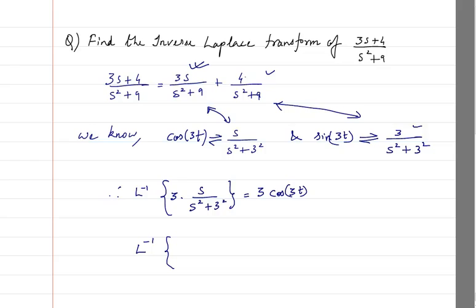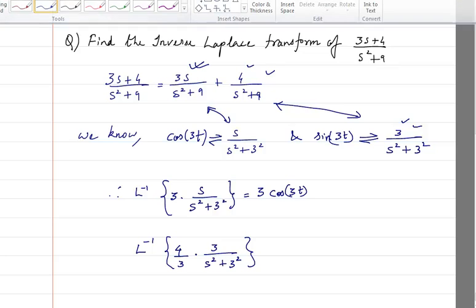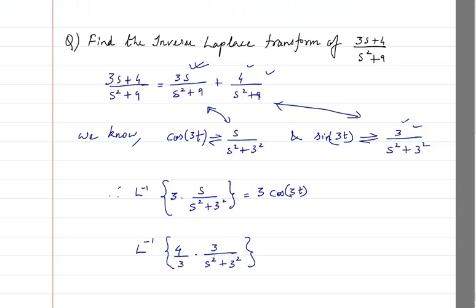Laplace inverse of, now I have to write it in this form. So there has to be a 4 here. But what about this 3? This 3 has to go. So I will divide it by 3 and then write multiplied with 3 divided by s square plus 3 square. See what I have done? I can basically use this equation because in the numerator omega is 3. So here if I write 3, then automatically 3 will come.